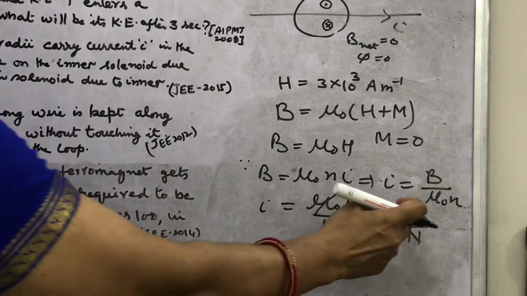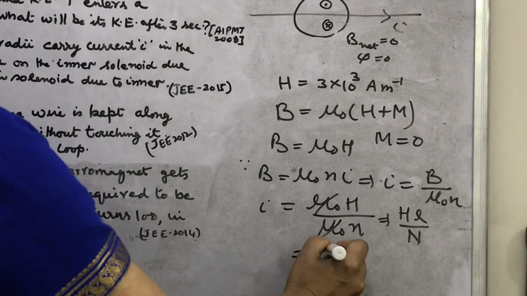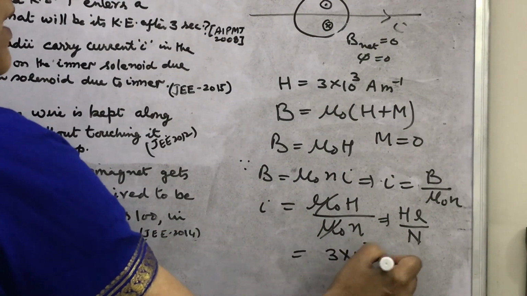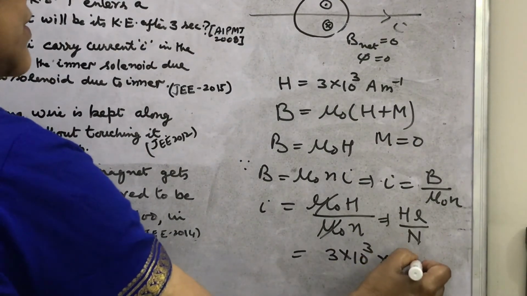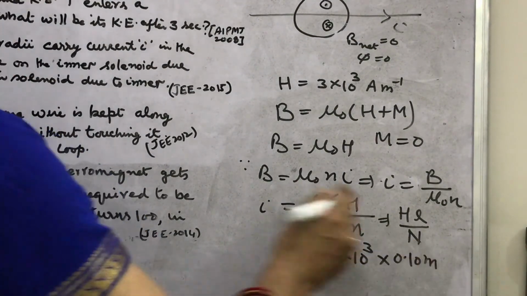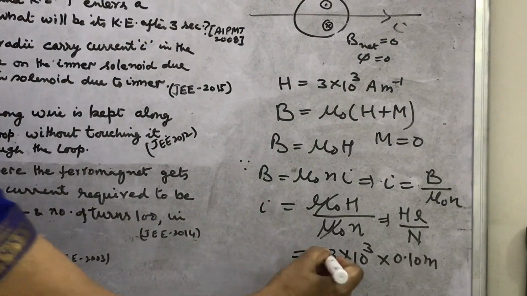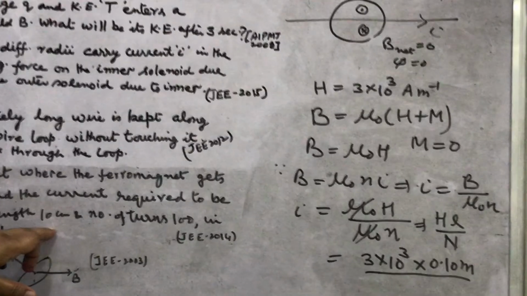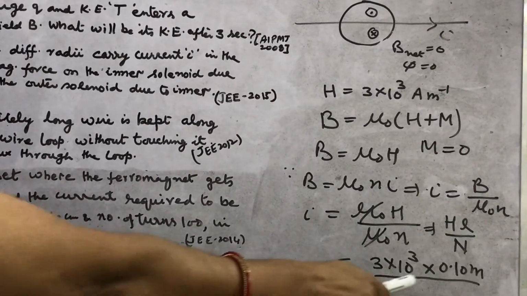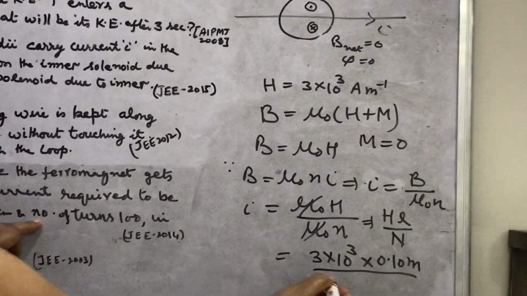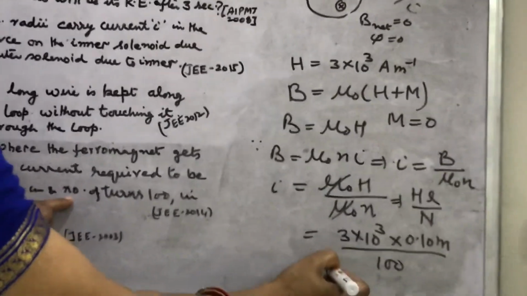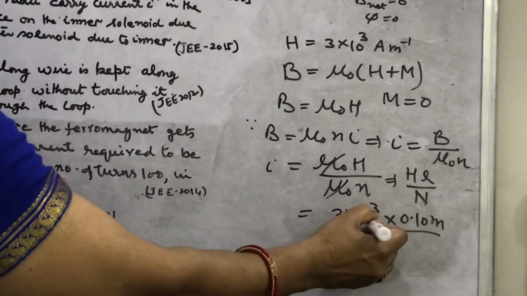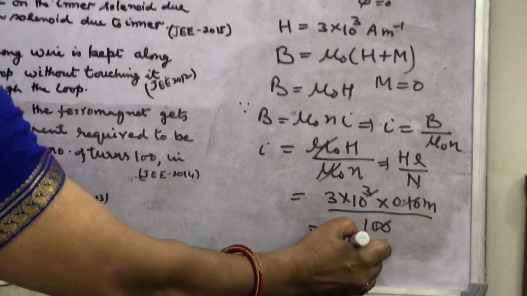Don't forget to change the value of L. H is given as 3 into 10 to the power 3. L is given as 0.10 meter, because it is given as 10 centimeter. You have to change to the SI system. So, 10 centimeter is 0.10 meter, upon number of turns 100. What will it become? This is 0.100. So 10 to the power 3 will cancel, only 3 ampere.